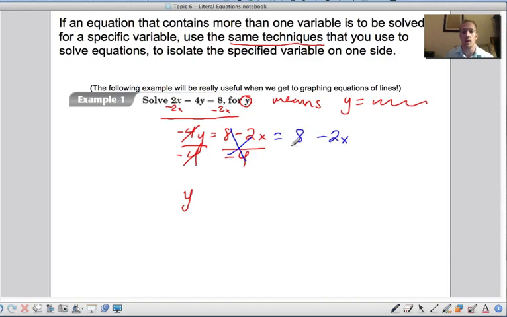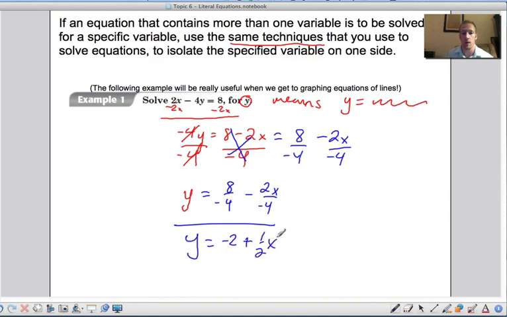So 8 minus 2x, divide everything by the negative 4. Everything that has a plus or a minus between it, you divide by the negative 4. So you have 8 over negative 4 minus 2x over negative 4. And that gives us y equals 8 over negative 4, which is negative 2. Negative 2x over negative 4 is a positive 1/2 x. So that's y equals, we solve for y. Solving for y means we want the y alone.